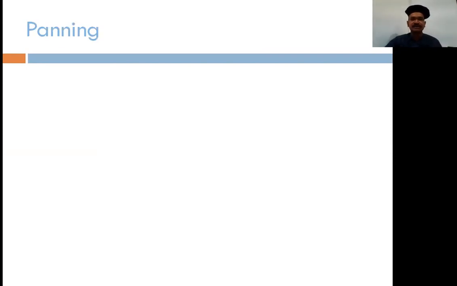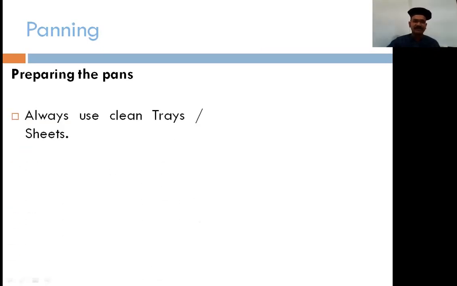This is also a very important segment in the cookie chapter. Now, talking about panning, panning basically is whatever you put on a baking tray, which is called panning in bakery. Okay, so you need to prepare the pan first. How are you going to prepare the pan first?